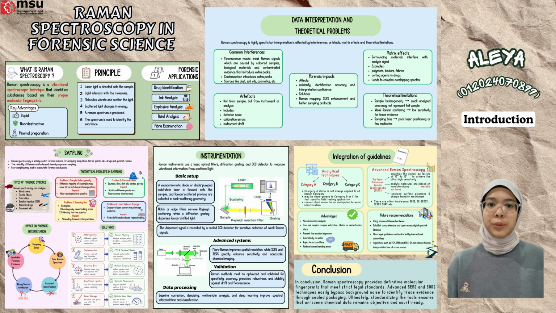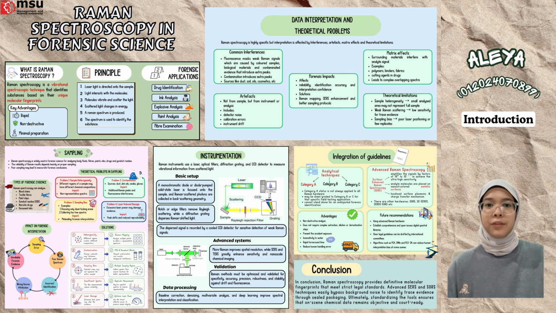Hi, today my group will talk about Raman spectroscopy and its role in forensic science. Raman spectroscopy is a vibrational spectroscopic technique that identifies substances based on their unique molecular fingerprint. It is a rapid and non-destructive analytical method and requires little sample preparation, making it highly suitable for forensic analysis. Because the sample remains intact after testing, valuable evidence can be preserved for further examination.